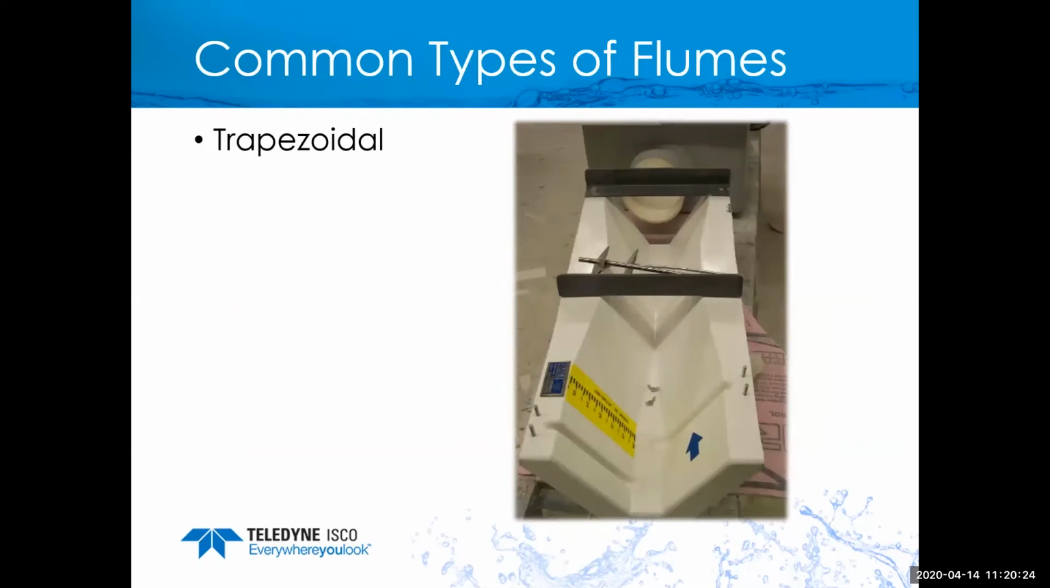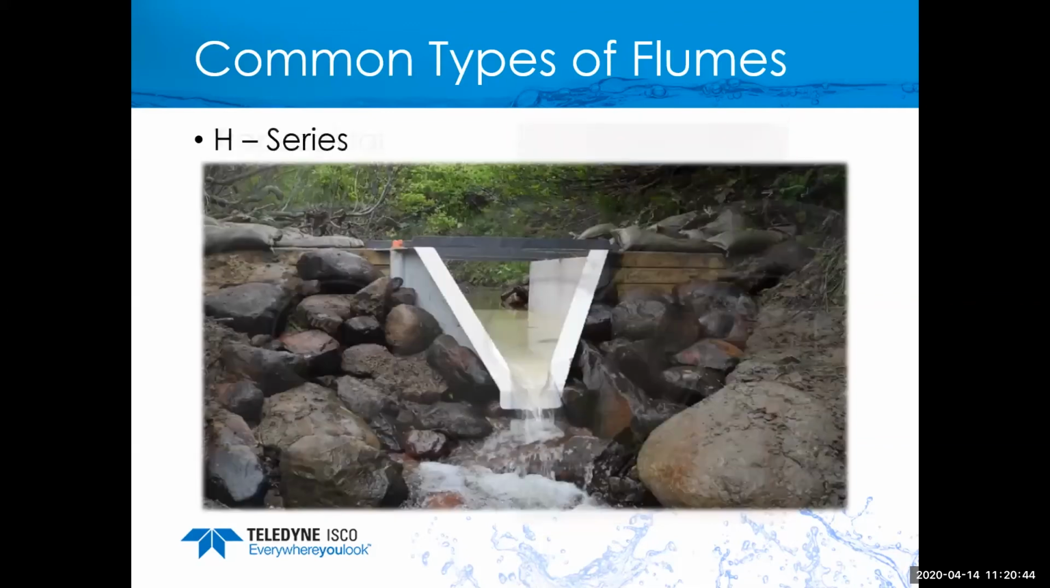Other types of flumes you may see are a trapezoidal flume. These are great for when you have really low flows that could potentially get higher. As you notice, the bottom of that trapezoid is very narrow to accommodate the lower flows, and as it opens up, it can handle the larger flows. And again, this has a staff gauge built right into the side of it.